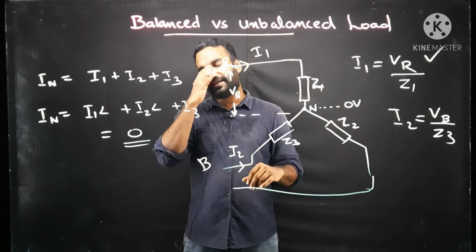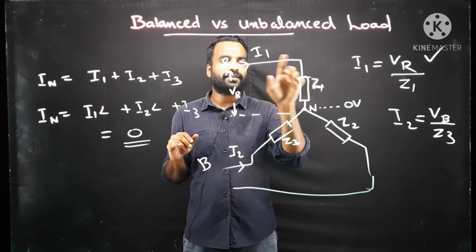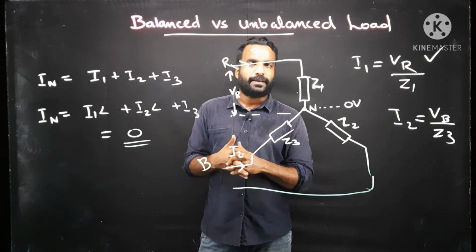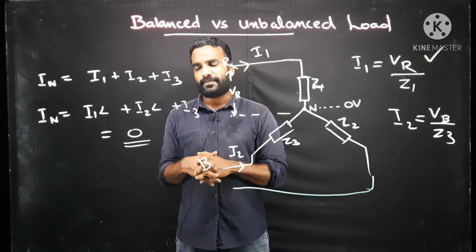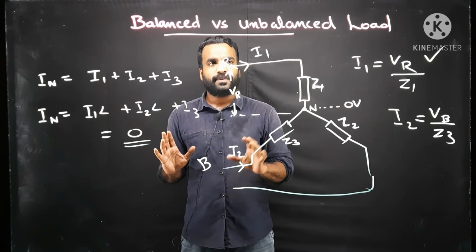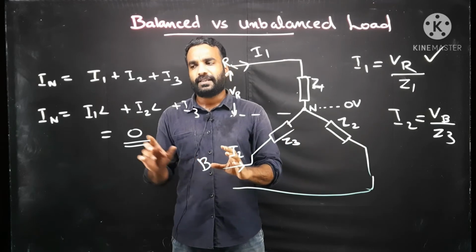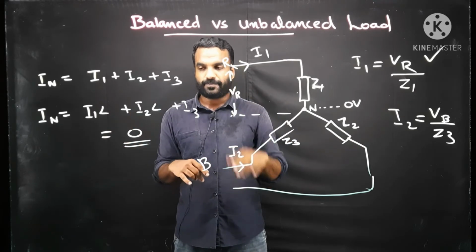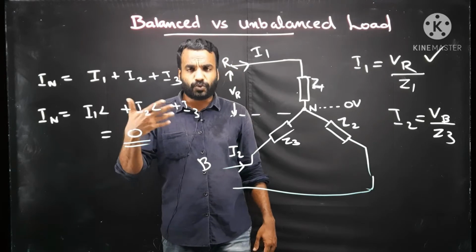If the loads are different, generally the currents will be different, and the phasor sum will not be 0. If the currents are the same, the phasor sum will become 0. We will do some problems.